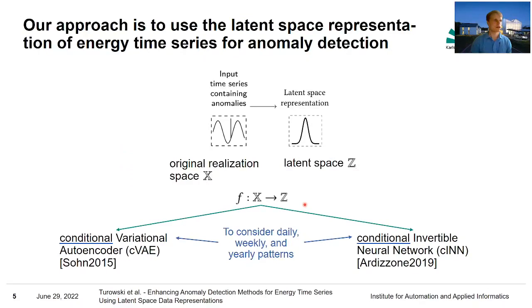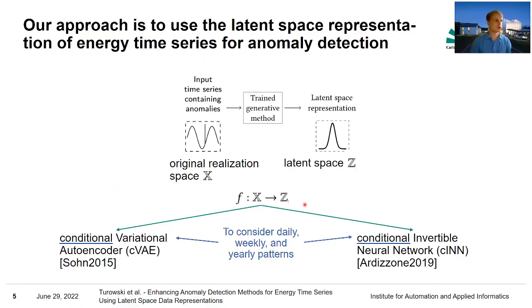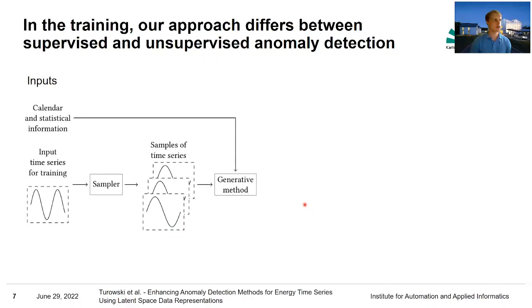Let's have a look at what implications this has. So what we actually need is a trained generative method to transform the input time series into the latent space and to obtain the desired latent space representation. So how do we do the training? A few words on this. As an input, as I said, we use conditional information, in this case calendar and statistical information, together with the input time series for training, which is used after sampling it.